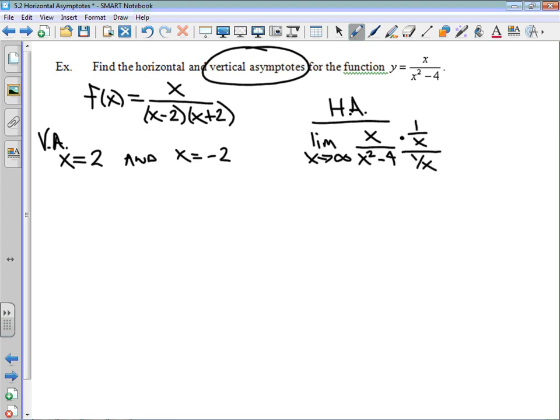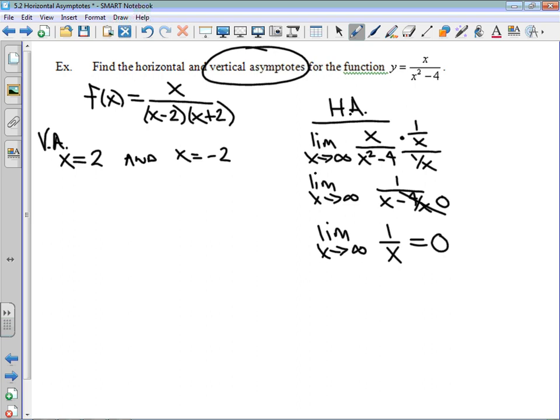So the limit as x approaches infinity is now 1 over x, minus 4 over x. Well, 4 over x is going to go to 0. So we have the limit as x approaches infinity of 1 over x, which is equal to 0. Now, I want to talk about this expression right here, the limit as x approaches infinity or negative infinity is equal to 0. And I'll state that by writing the limit as x approaches negative infinity of 1 over x is also equal to 0. And I just want to put that means we have one horizontal asymptote at y equals 0.